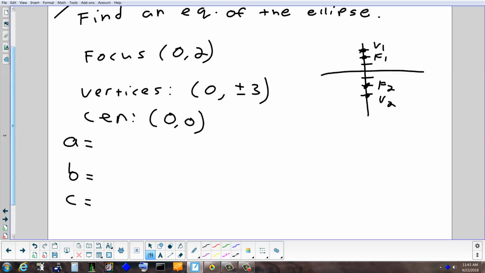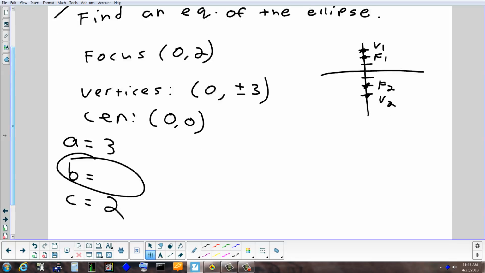Now we can find A and C. What's the distance from the center to the vertex? 3. So the center is at the origin. The vertex is 3 units above and below. What's the distance from the center to the focus? 2. So one more thing we need.